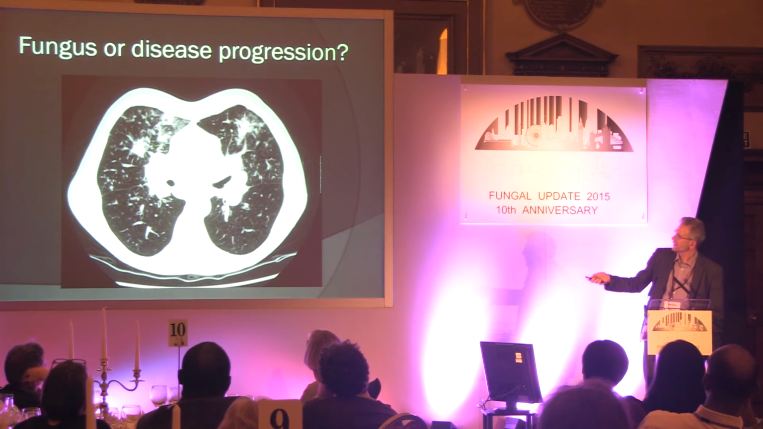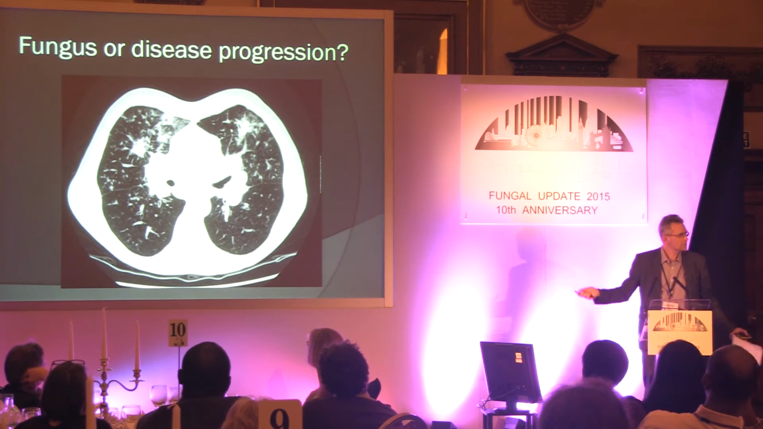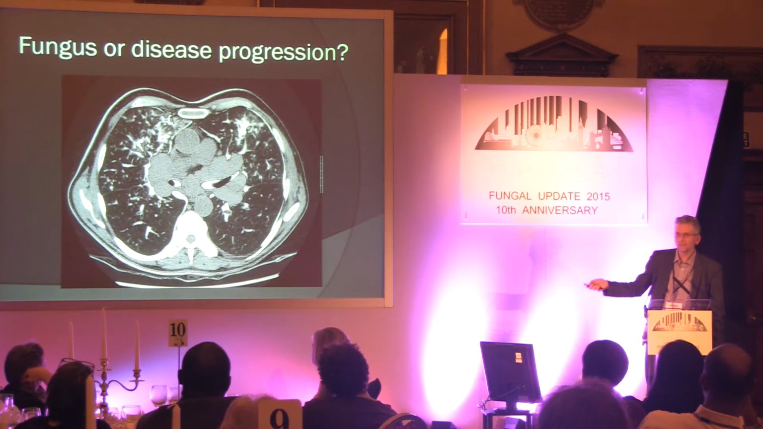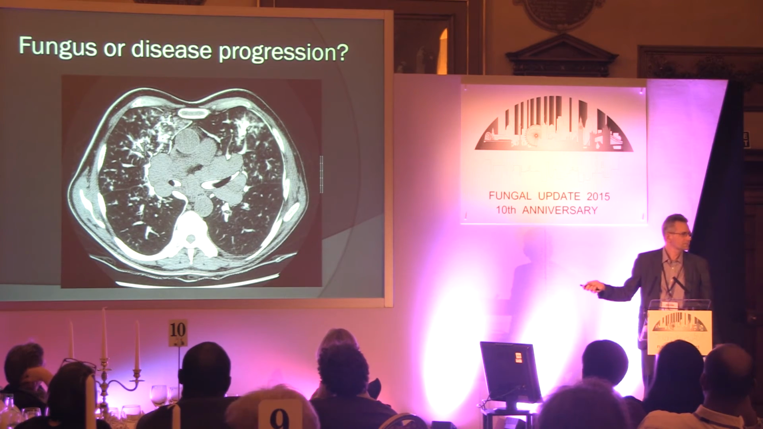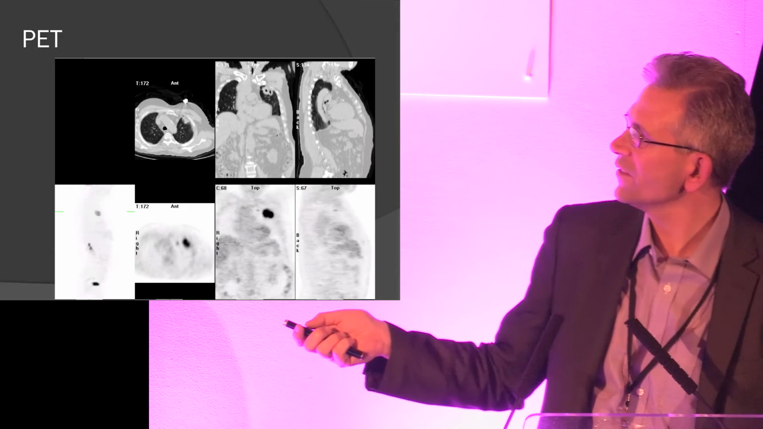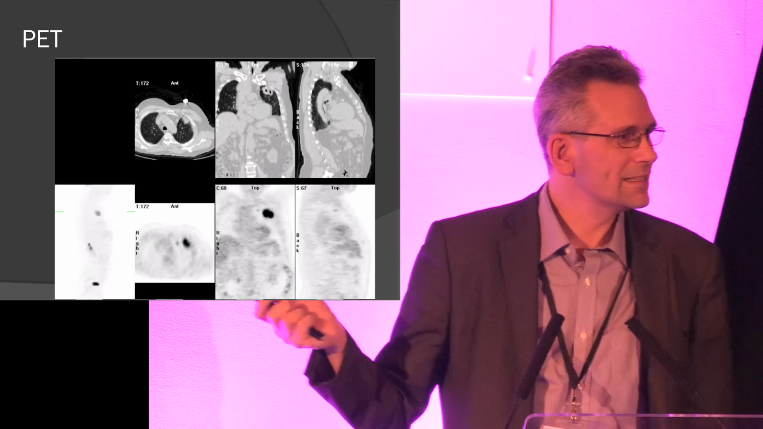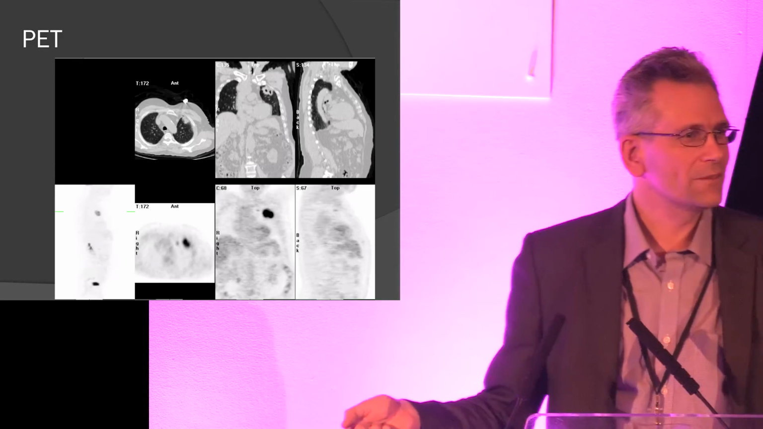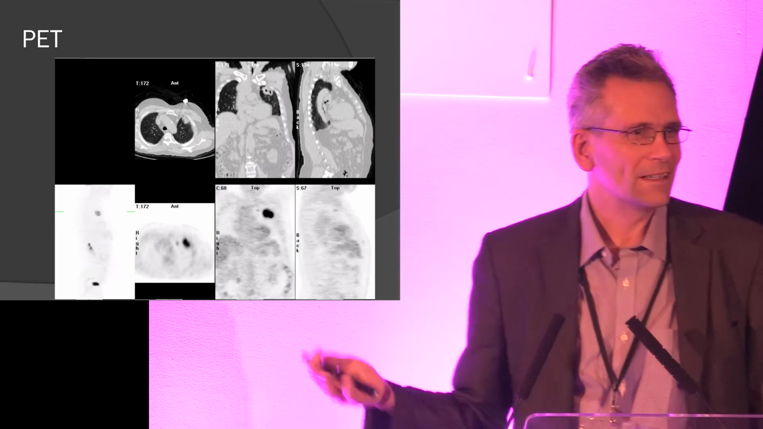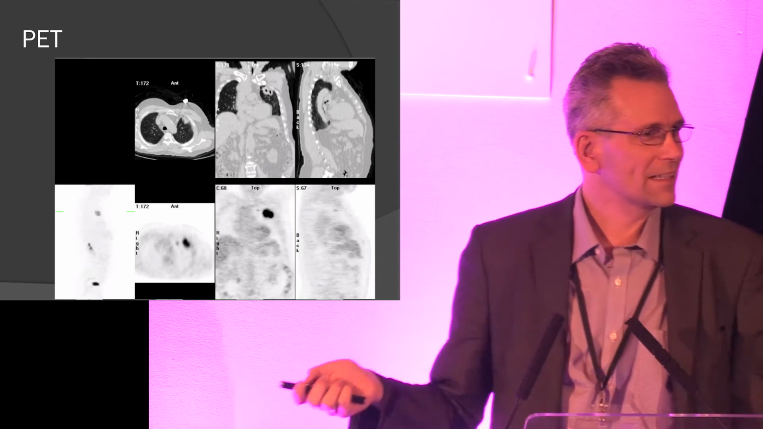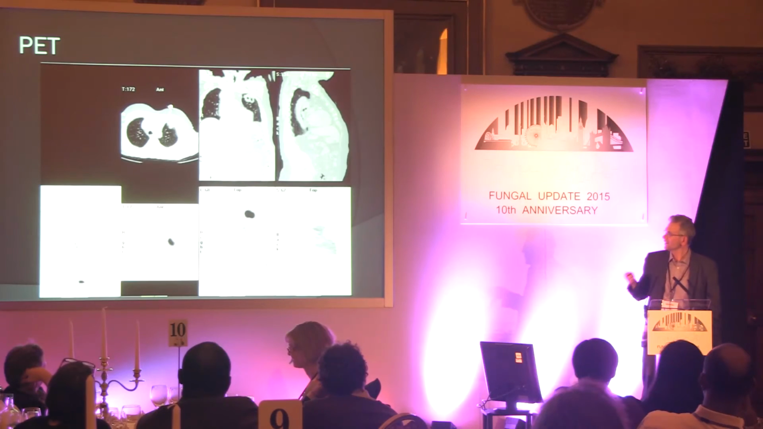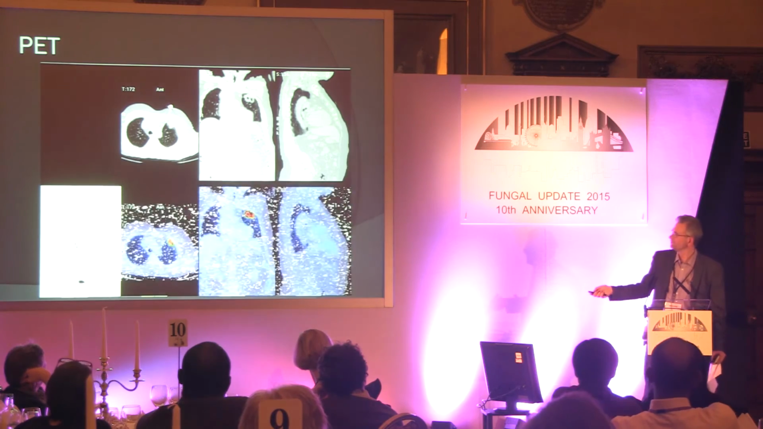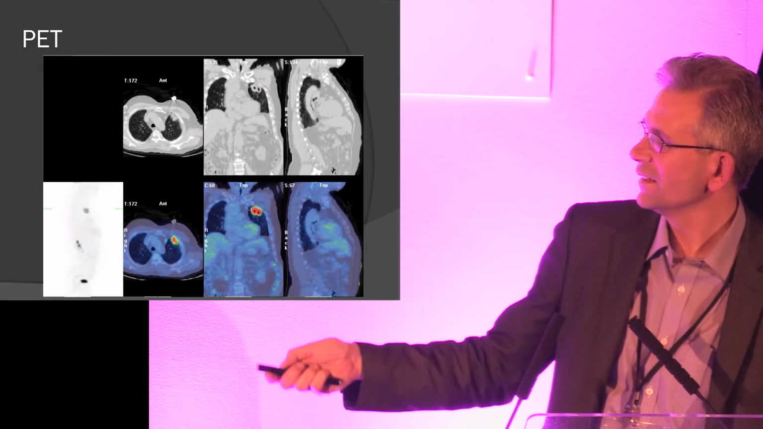Here's an interesting one. New infiltrates, fungal disease, yeah, great, they've got a fever. In fact, look at the lymphadenopathy. This was disease progression. Okay, so they didn't need antifungals at all. We could always throw PET into the mix. We've done CT, it's a bit non-specific. Does PET help? No, it doesn't. In fact, we've taken out at least three aspergillus infections, thinking they're cancer, in the last 2 years. And unfortunately, aspergillus is hot, cancer's hot, everything's hot. So PET, not useful. There you go. That was aspergillus.